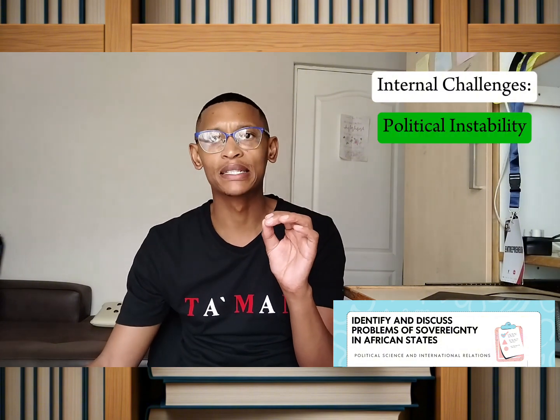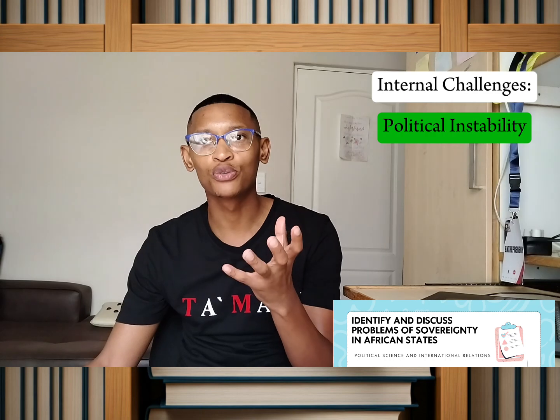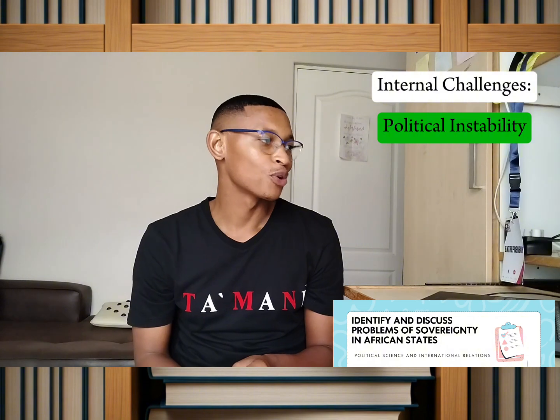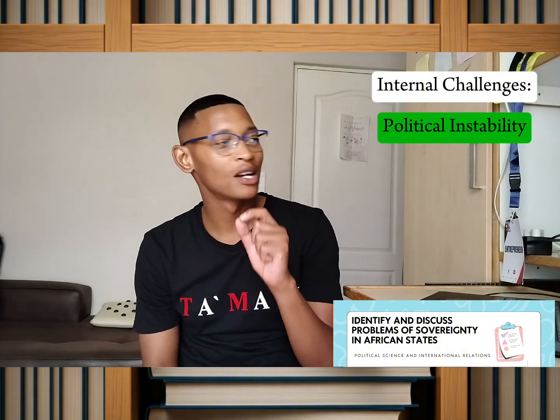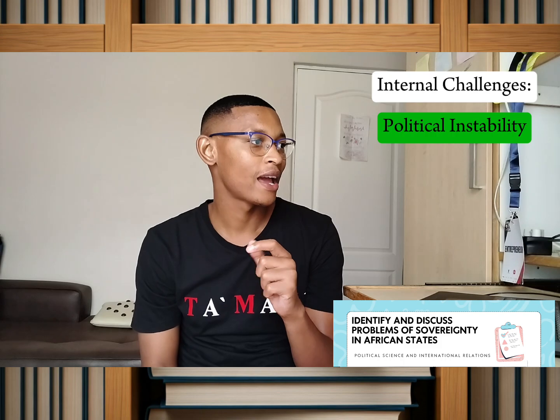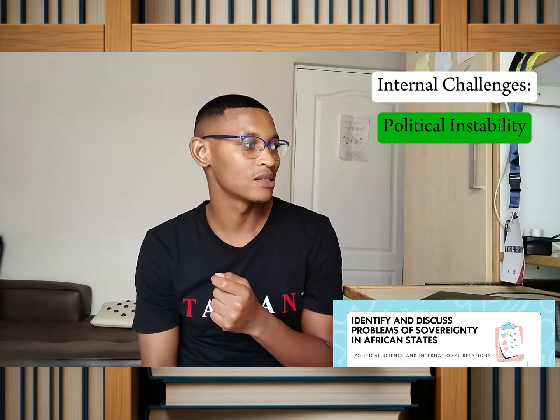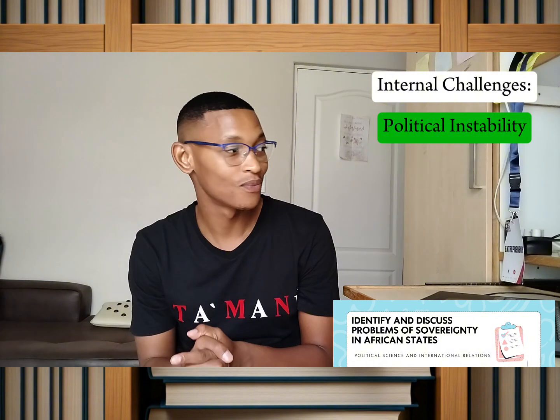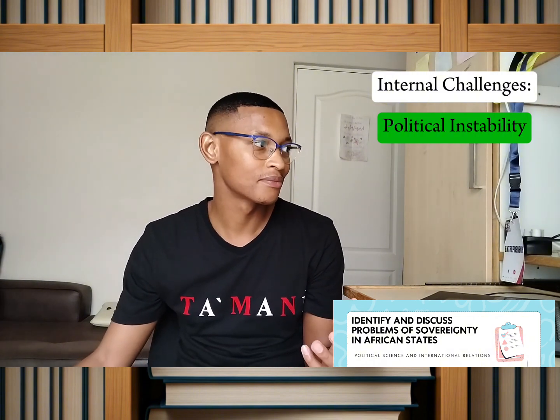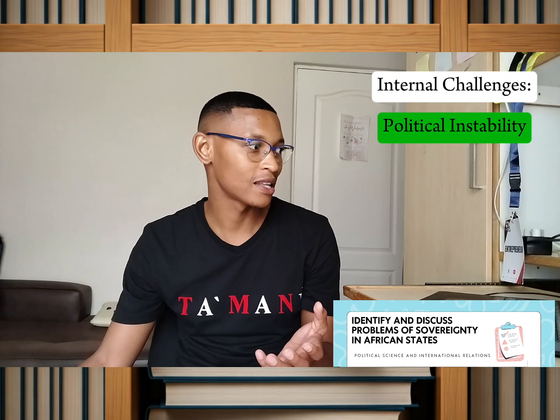So now here's the most important part about analyzing such an assignment question. You need to also look at possible areas which you would explore. For one, you need to look at the internal challenges. Political instability: we know that African states are prone to a lot of political instability. So we look at coups, or coup d'etat, civil wars, ethnic conflicts, and weak governance structures. These are the internal challenges which ultimately serve as a challenge to the sovereignty of African states, right?